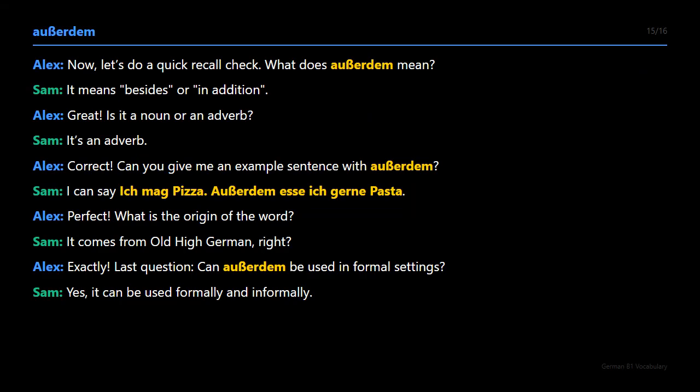Now, let's do a quick recall check. What does Außerdem mean? It means besides or in addition. Great. Is it a noun or an adverb? It's an adverb. Correct. Can you give me an example sentence with Außerdem? I can say, Ich mag Pizza. Außerdem esse ich gerne Pasta. Perfect. What is the origin of the word? It comes from Old High German, right?